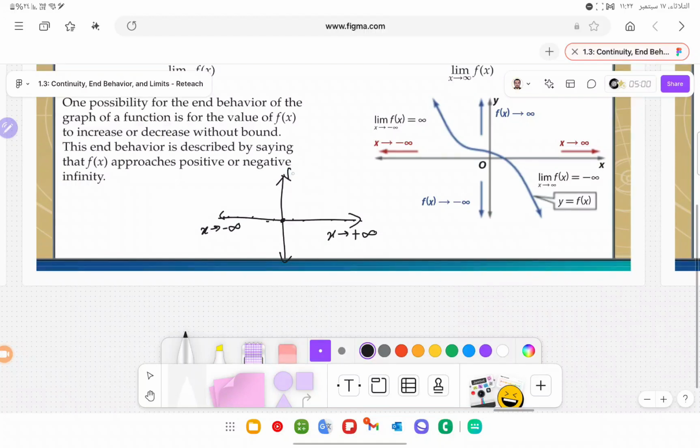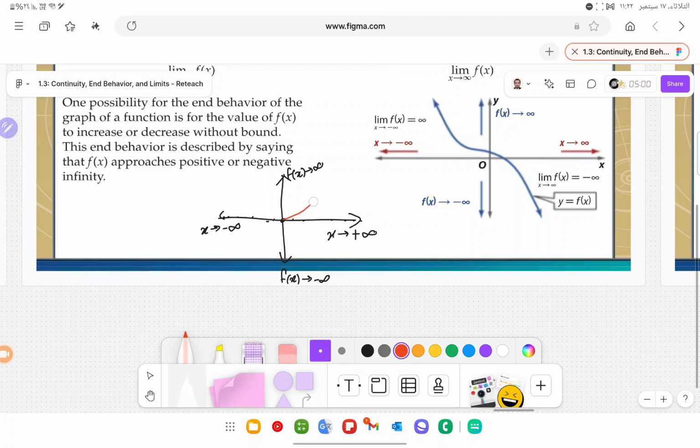Here, when it's going up, f of x is approaching what? Positive infinity. Here, on the way down, f of x is approaching what? Negative infinity. So you just have to look at the function. Where does the function go? Is the function going up? Okay, so that means positive infinity. If the function goes down, it's negative infinity.